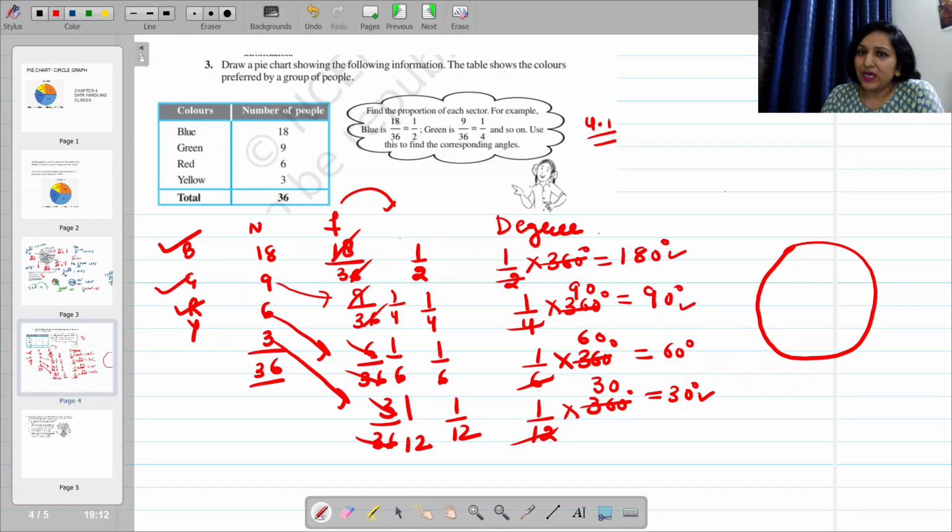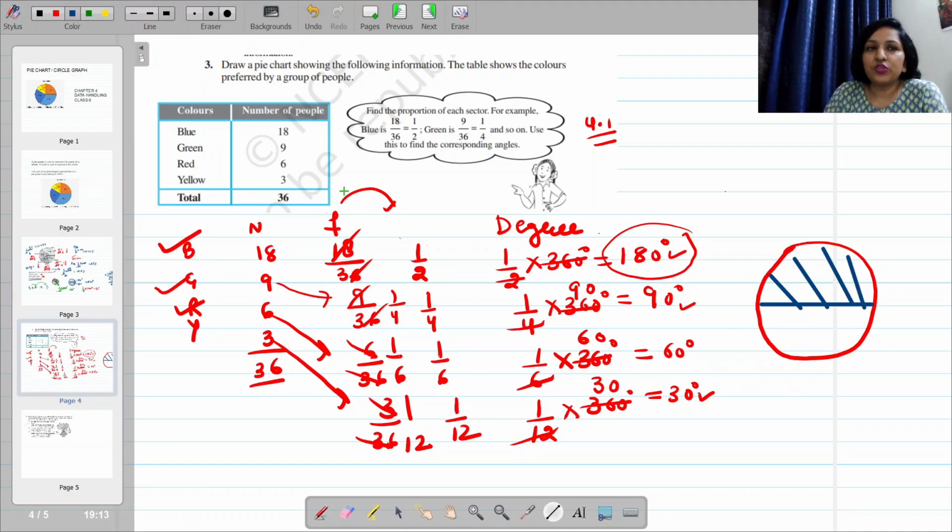What will you do first? Show the largest degree first, so that the major portion of your circle will be covered. 180 degrees is for what? That is for blue color. I'll try to use the same color. Okay? 180 degrees is what? That is half of the circle. So I will just divide the circle into half. And what is this portion? I'll just color it blue. Right? This portion is showing the blue color preference, and the degree we already know is 180 degrees.